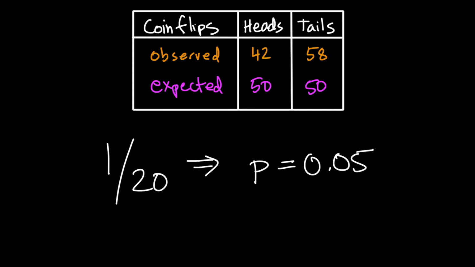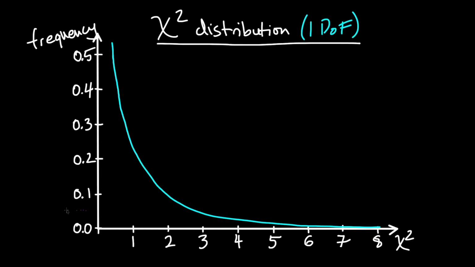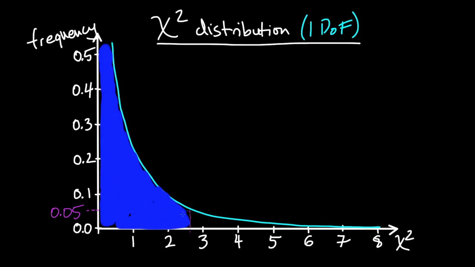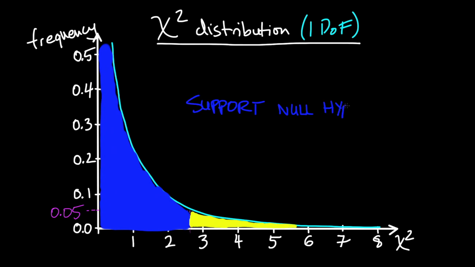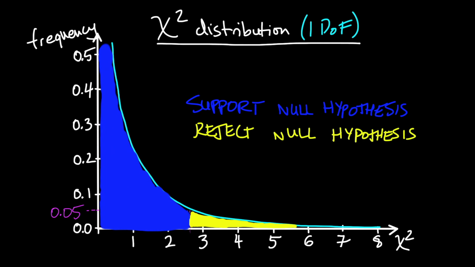This probability is called the level of significance. If a chi-square value has a probability of occurring that is greater than our level of significance, it lends support to our null hypothesis. If a chi-square value has a probability of occurring that is less than our level of significance, we should reject the null hypothesis.